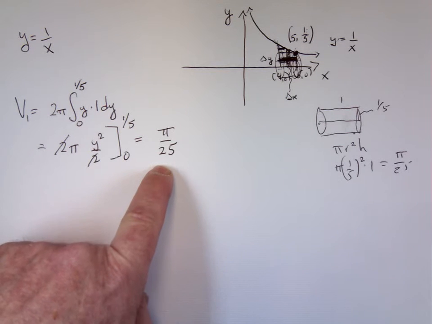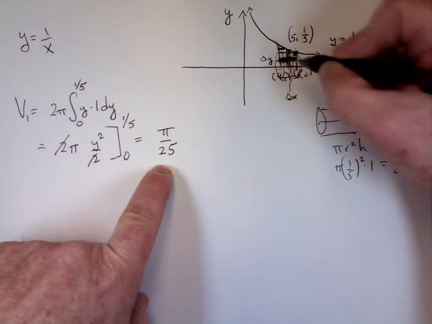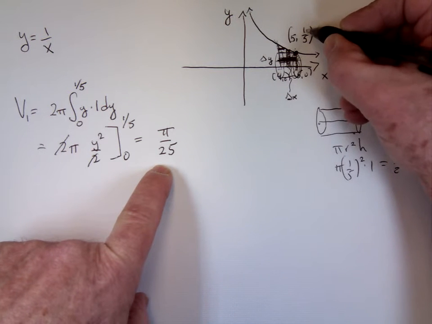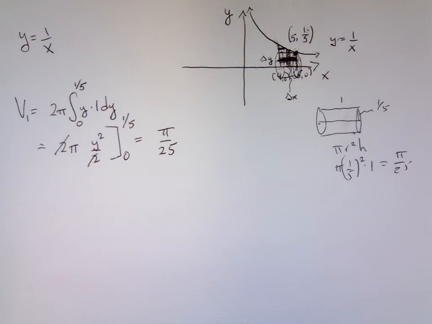Why isn't it just 25 pi? Why is it over 25? Because the radius is 1/5. Going from here to here is only up to 1/5. Oh, okay. So I'm saying you could have done it that way without the calculus. Now, that's part of it.